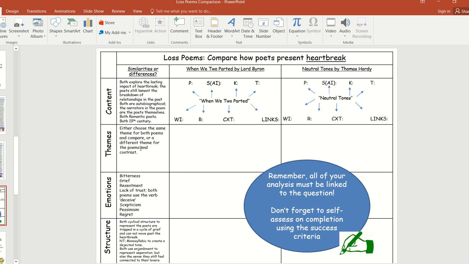So just choose the ones that you will feel confident analysing and the ones that you think are pertinent to what you want to say. So let's start with content.